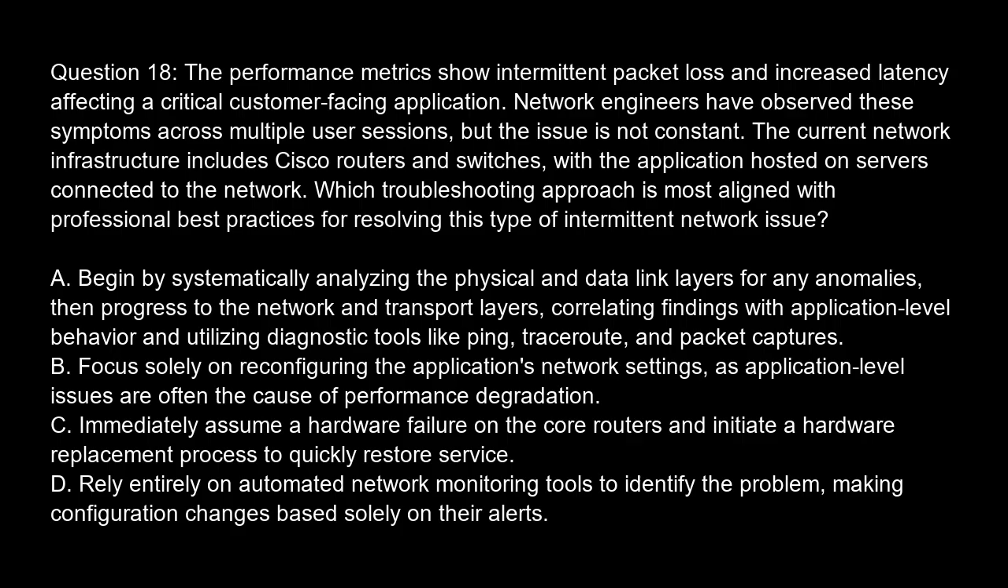Option A. Begin by systematically analyzing the physical and data link layers for any anomalies, then progress to the network and transport layers, correlating findings with application-level behavior and utilizing diagnostic tools like ping, traceroute, and packet captures. Option B. Focus solely on reconfiguring the application's network settings, as application-level issues are often the cause of performance degradation. Option C. Immediately assume a hardware failure on the core routers and initiate a hardware replacement process to quickly restore service. Option D. Rely entirely on automated network monitoring tools to identify the problem, making configuration changes based solely on their alerts.